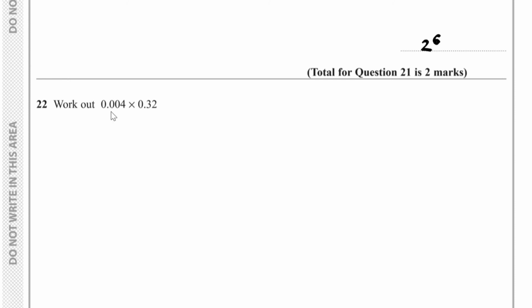Question number 22, we have to work out 0.004 times 0.32. Now the way I'm going to choose to do this is to rewrite these calculations as fractions. 0.004, that is the same as 4 divided by 1000, and 0.32, that's the same as 32 over 100.